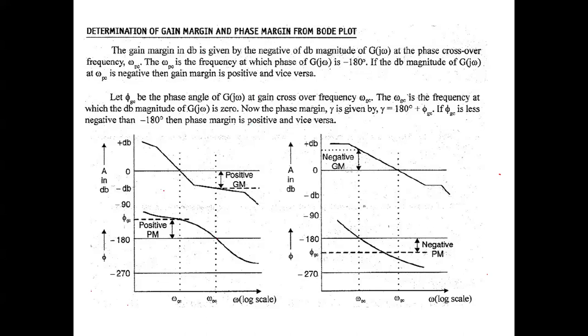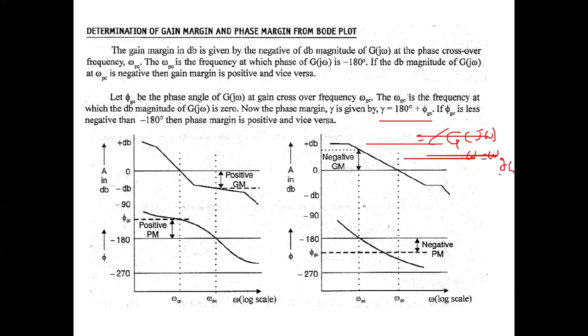So what is the formula for the phase margin? Phase margin can be calculated as gamma equal to 180 plus phi gc. So what is phi gc? Phi gc is the phase angle of the open loop transfer function G of j omega. But at what frequency do you need to calculate this phase? This phase angle will be calculated at a frequency of omega equal to omega gc.